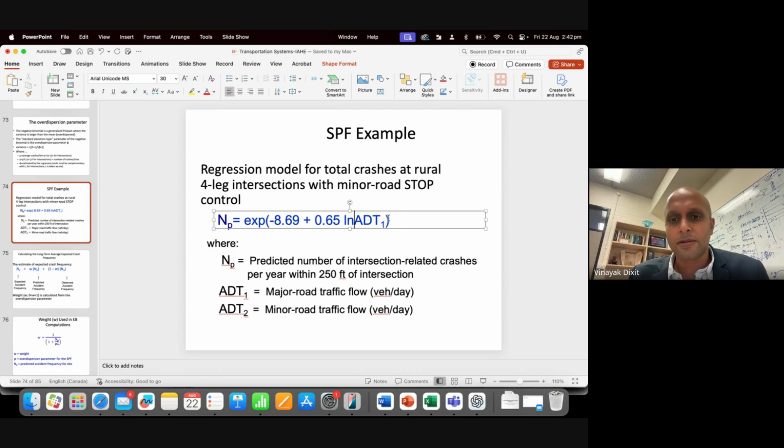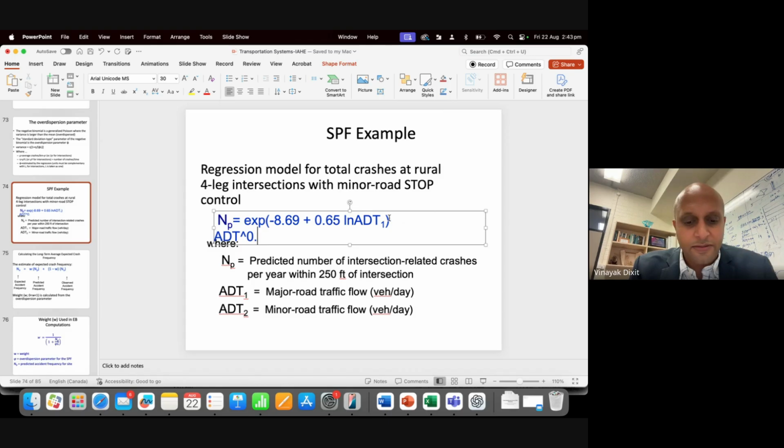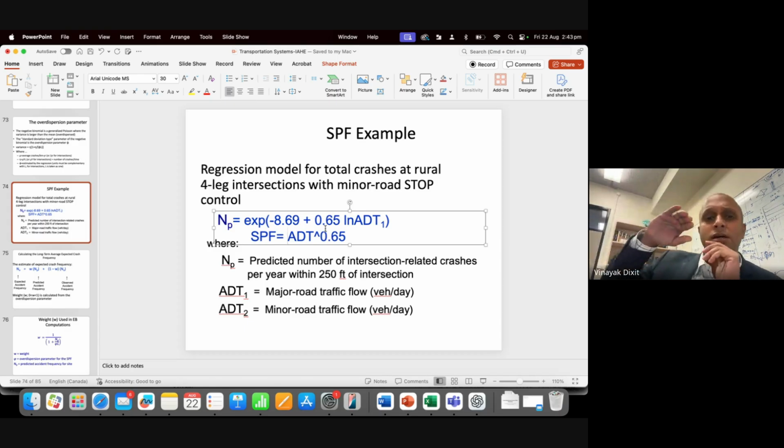If this is my formula, then my safety performance will be nothing but ADT raised to power 0.65. This will be my safety performance function. This is what a safety performance function is. It's telling you how the number of crashes will increase as the ADT is increasing. So that is the first thing, just reminding you of the concept there.